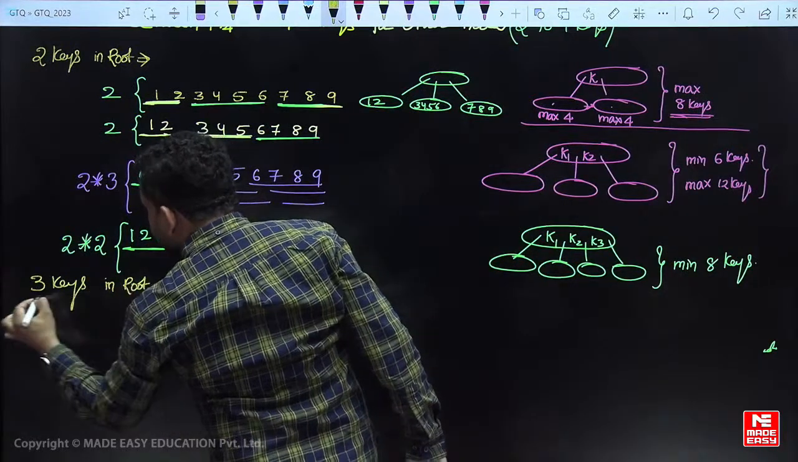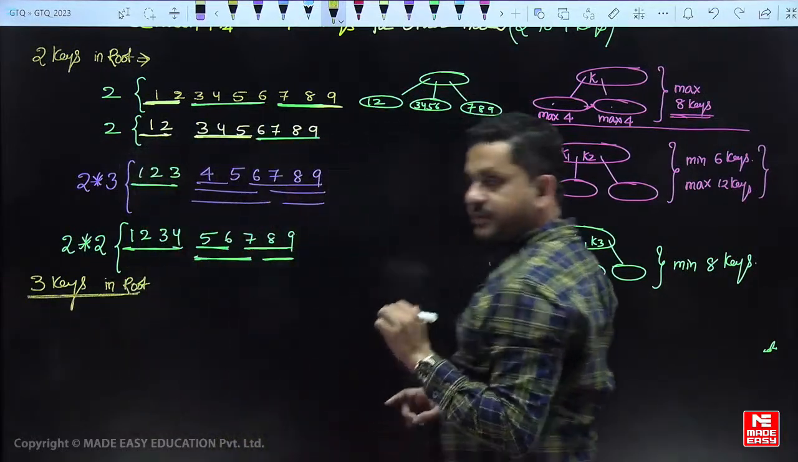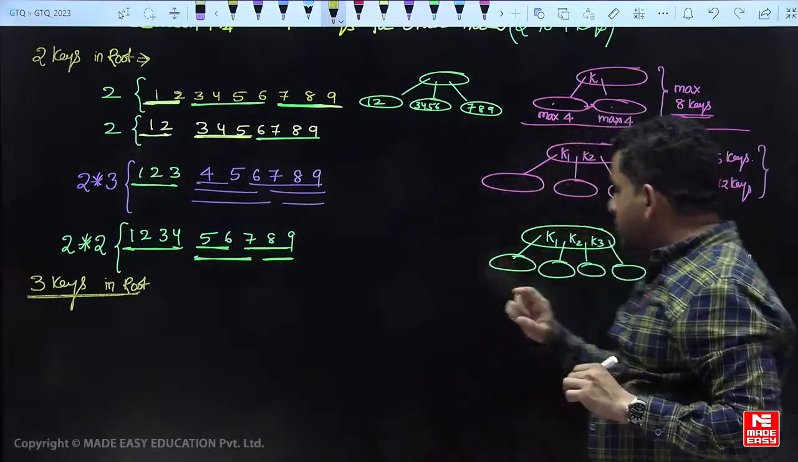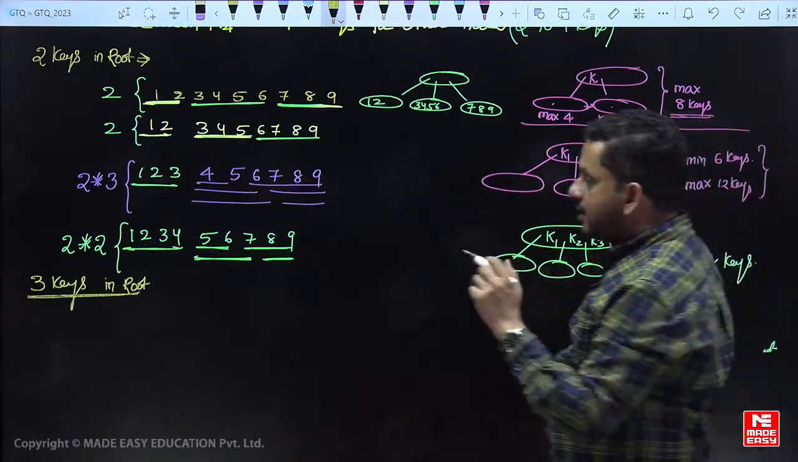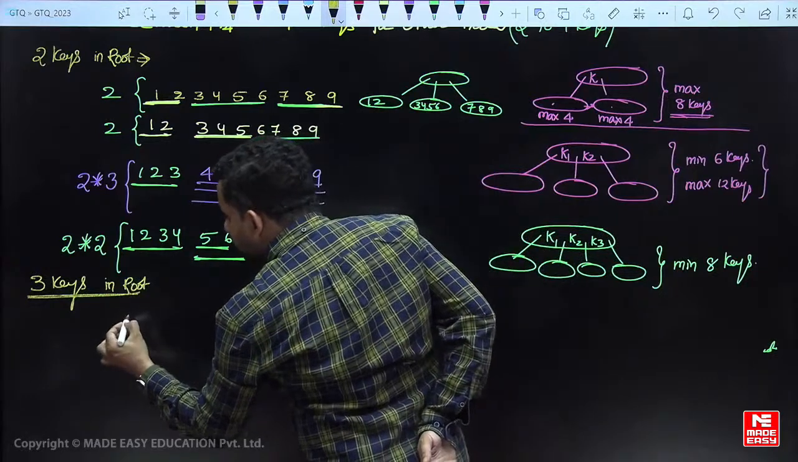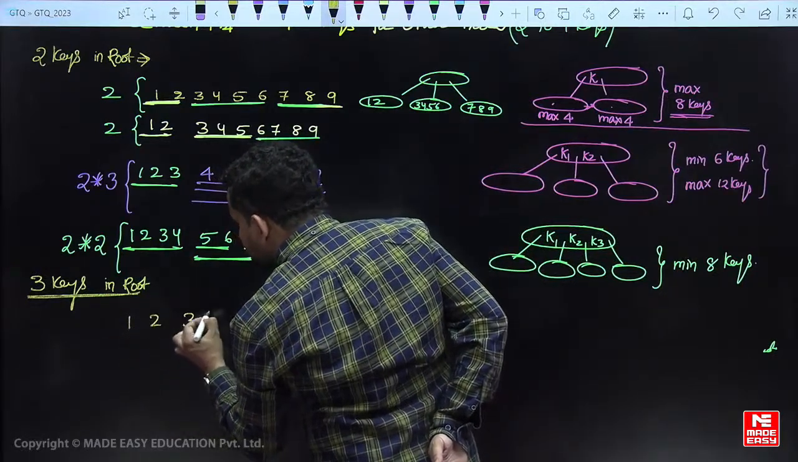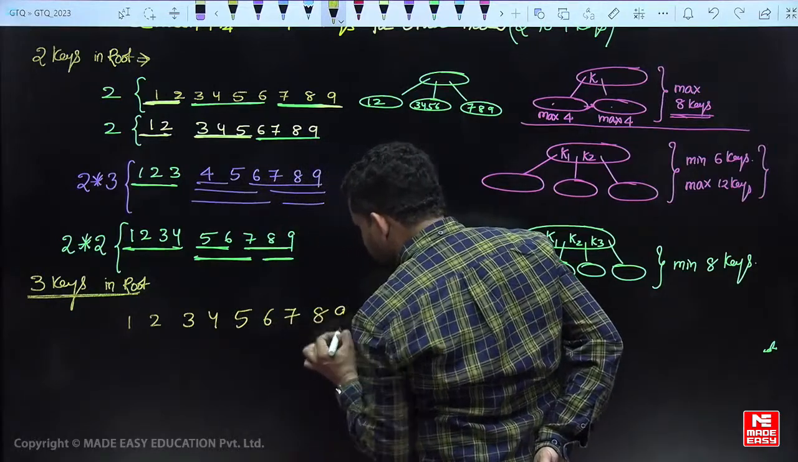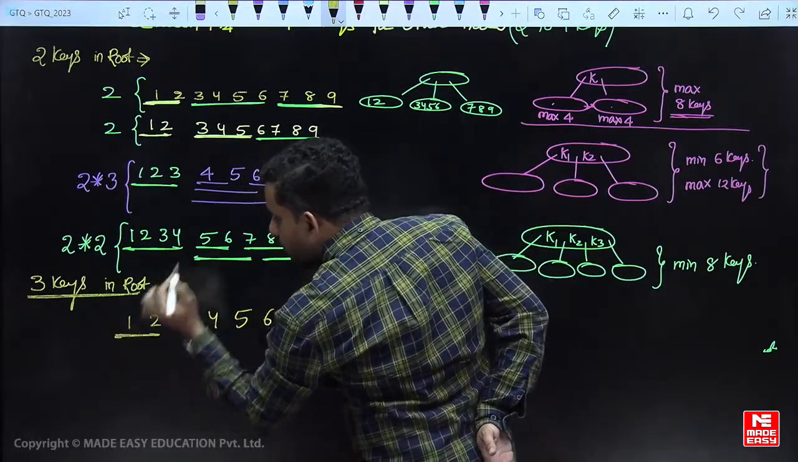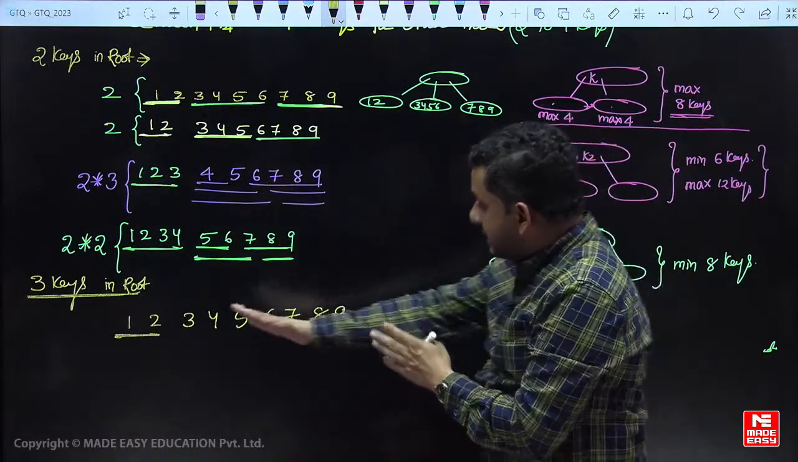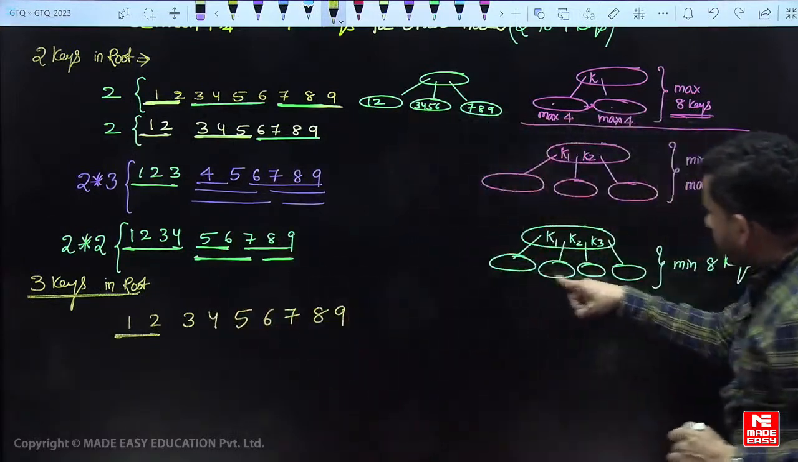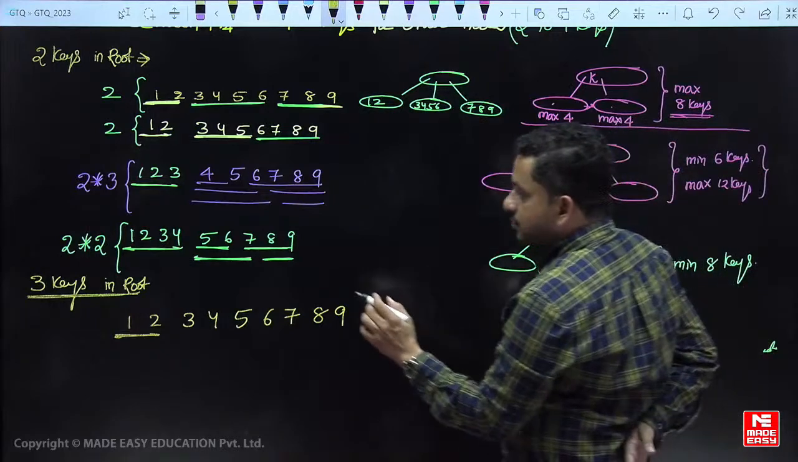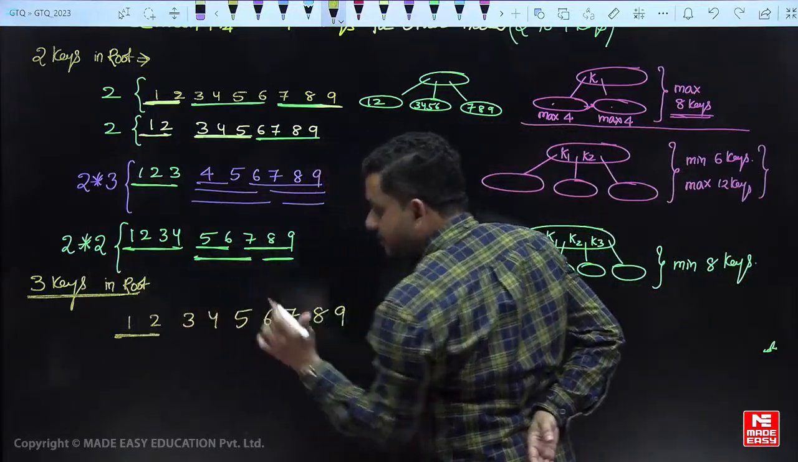If there are 3 keys in the root, I have to take 4 leaf nodes, so the number of leaf nodes should be 4. Assume 1 2 3 4 5 6 7 8 9. If I take 1 2 as the first leaf node, I need 3 other leaf nodes, because in total I need 4 leaf nodes. So 3 keys in the root means 4 leaf nodes.